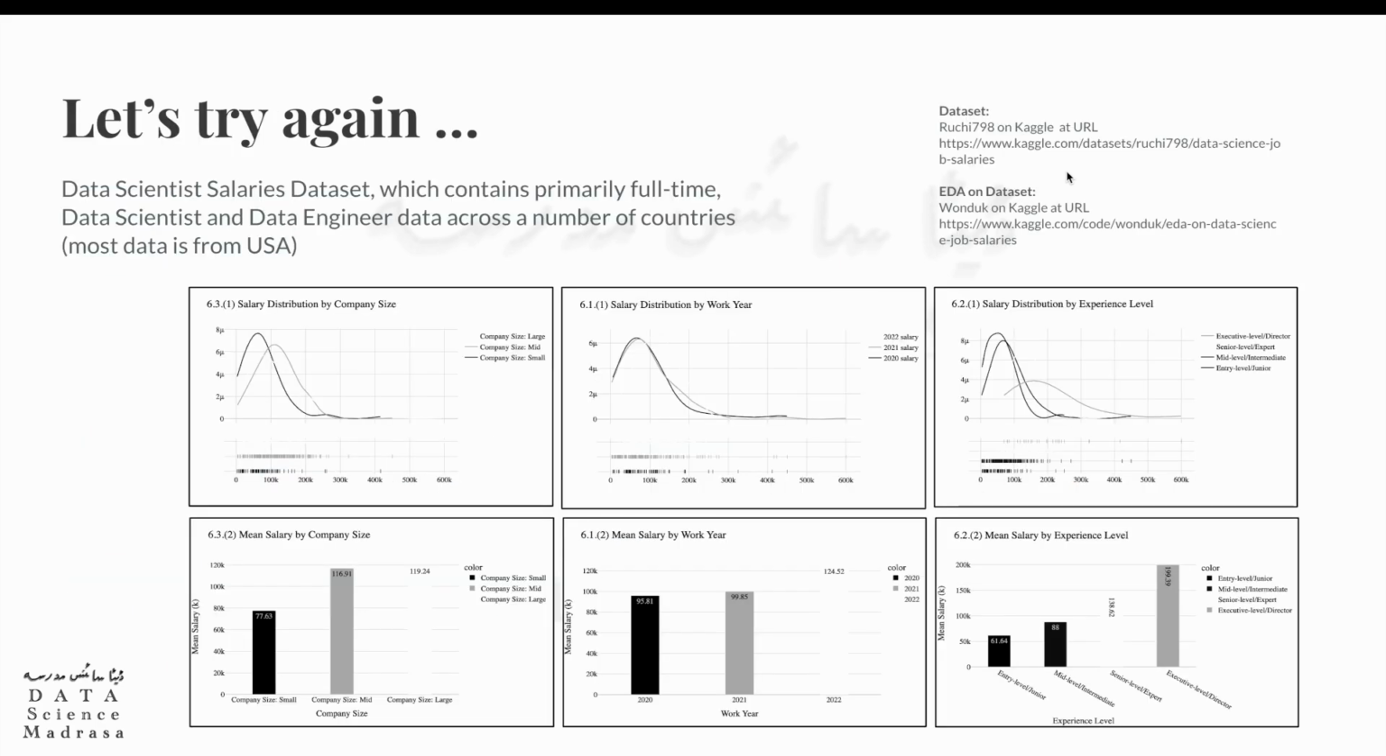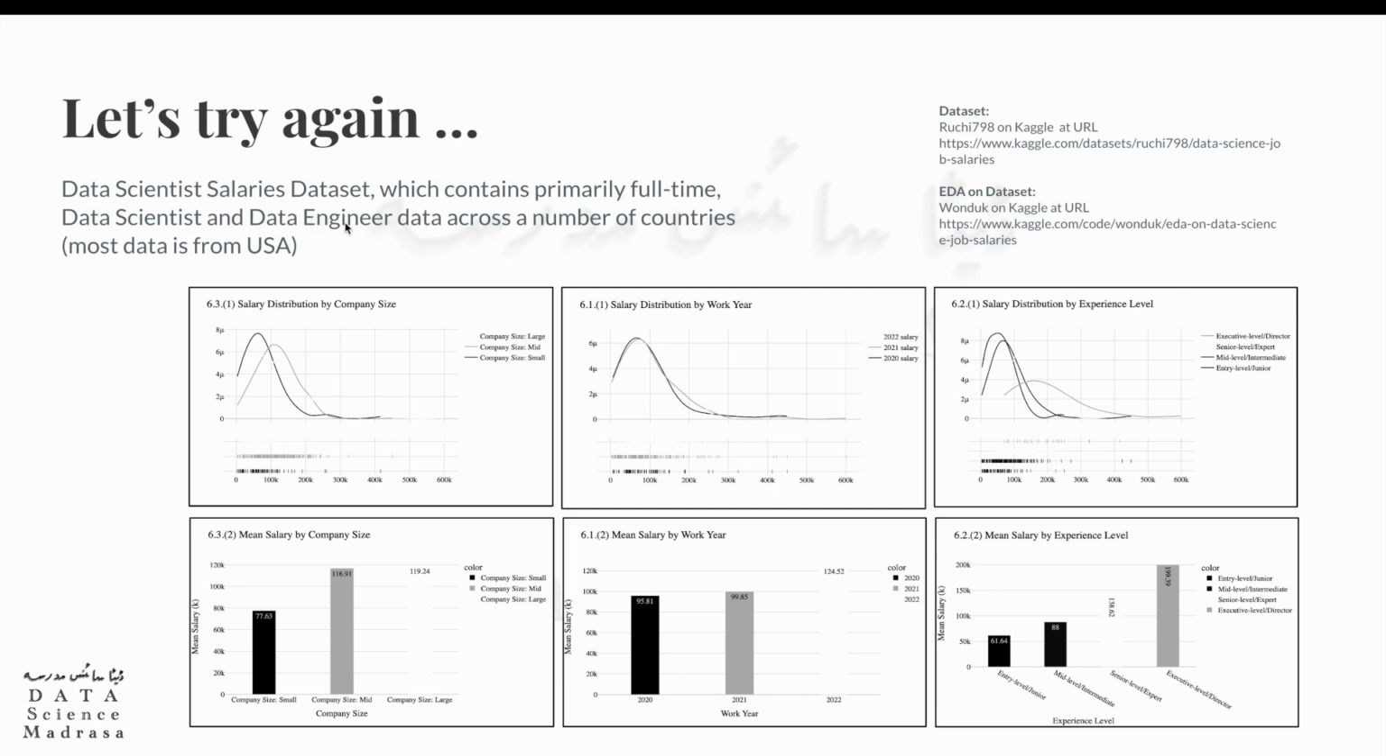So let's try again. We'll take a story that's more relevant. That is from a Kaggle dataset. You can access this on this link, and then there's an exploratory data analysis done on that dataset by another user, which is on this link here. But essentially this dataset contains primarily full-time work, even though there are part-time instances, but primarily a vast majority of the data is full-time work.